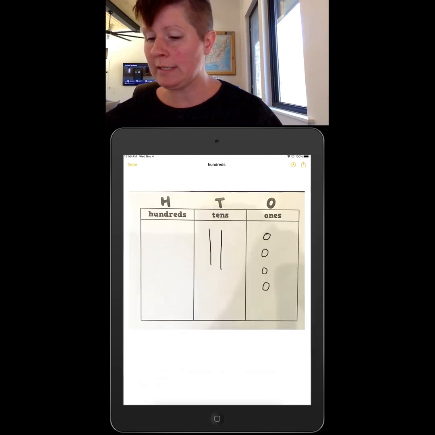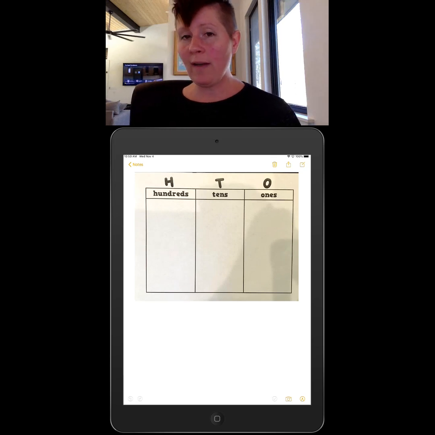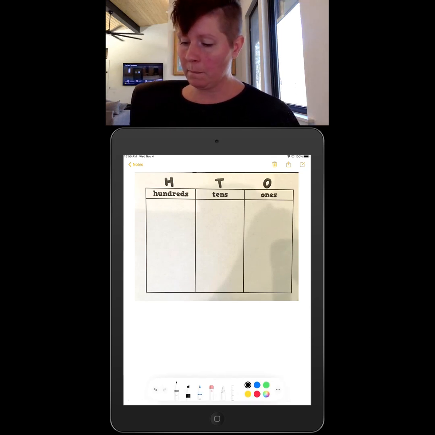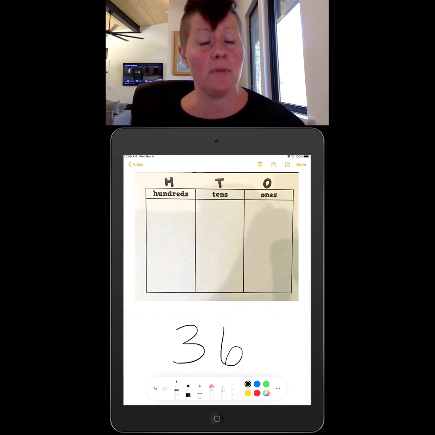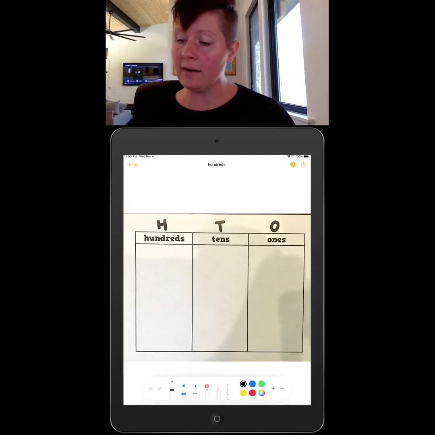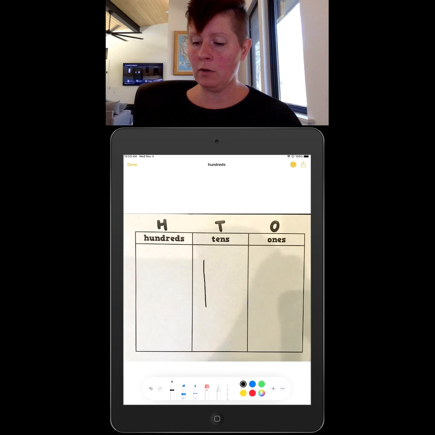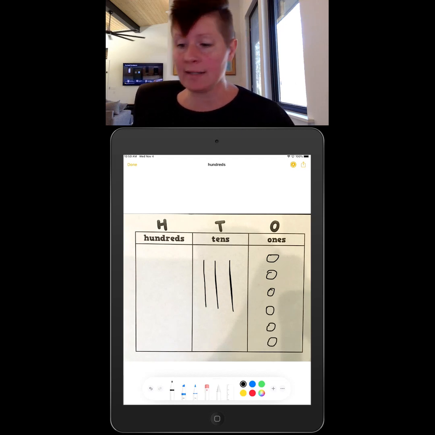So let's try another one together. Let me get a clear board. What if I gave you the number 36? I want you to think about it for a second. What would you draw in the place value chart? If in your head you were thinking 3 tens and 6 ones, you're correct. That is 36.